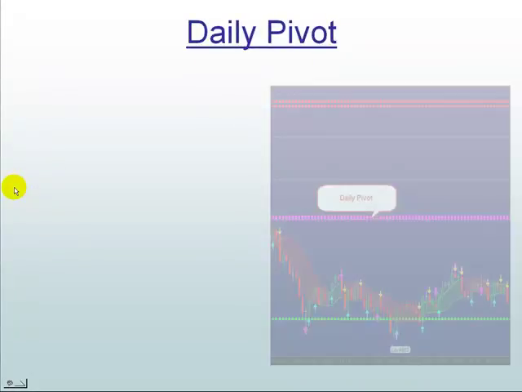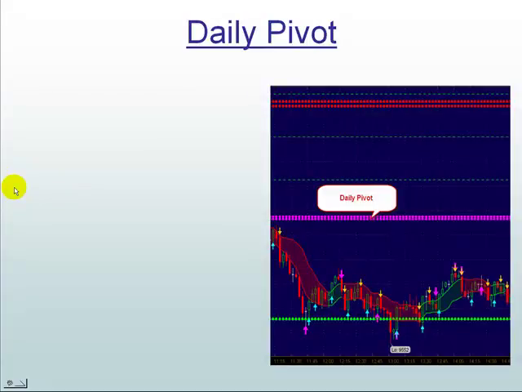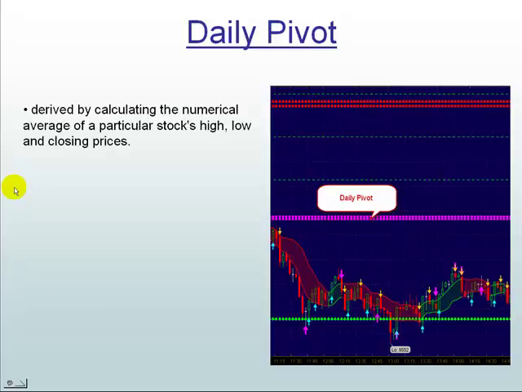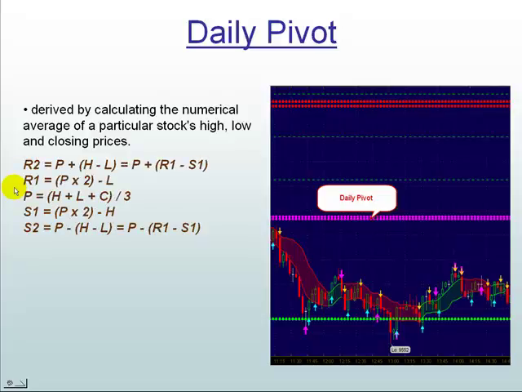The daily pivot. The daily pivot is used by many floor traders and professional traders, and it's just important for you as a trader, especially as a day trader, futures trader, to be aware where it is and understand what happens when price gets closer to that level. It's derived by calculating the numerical average of a particular stock's high, low, and closing prices. There you go. We have the pivot being P, R1, R2 is resistance 1, resistance 2, and we have S1, S2, support 1, support 2.